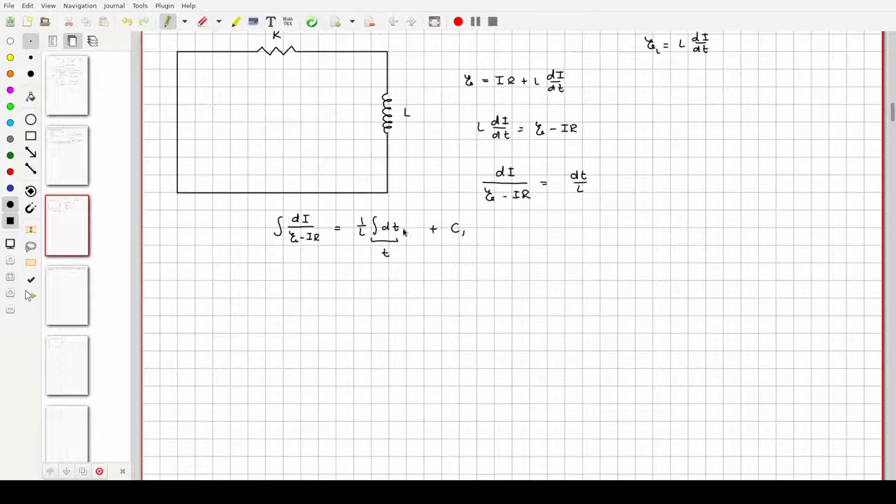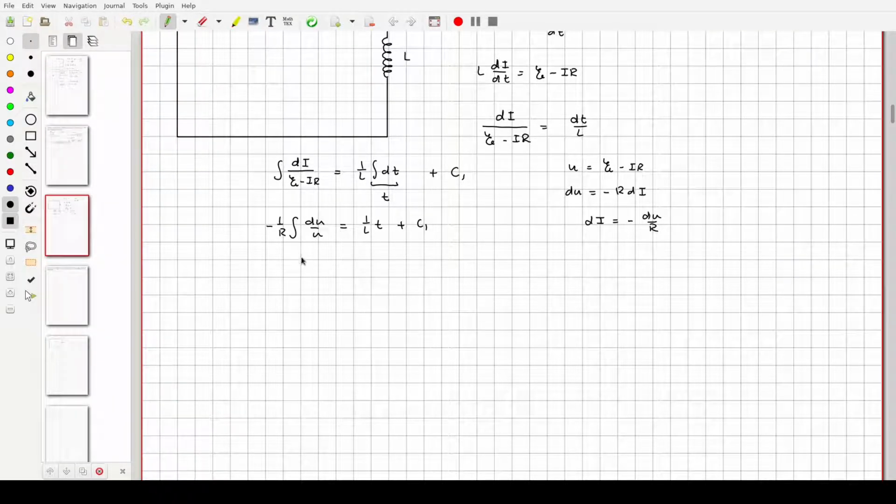On the left-hand side, in order to make this integrable, I'm going to do a substitution. I'm going to call u the EMF minus I times R. When I take the differential of that, that'll be minus R di, which means that every time I see a di, I need to put a minus du over R there. So the left side is going to be minus 1 over R du over u. On the right-hand side, I've already done this integration. That's 1 over L times t plus C1.